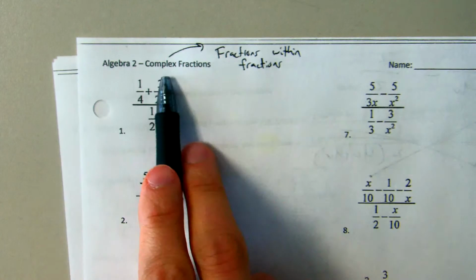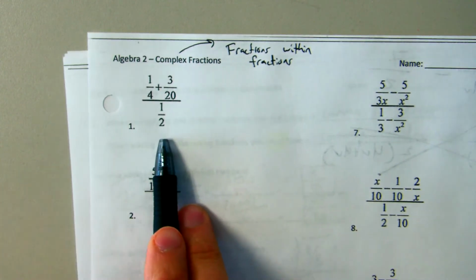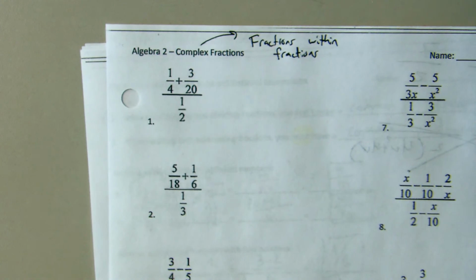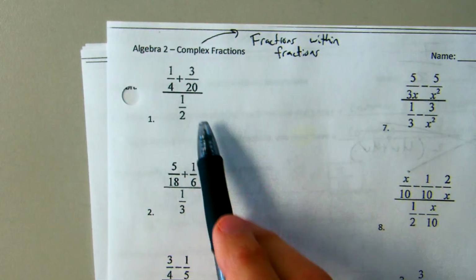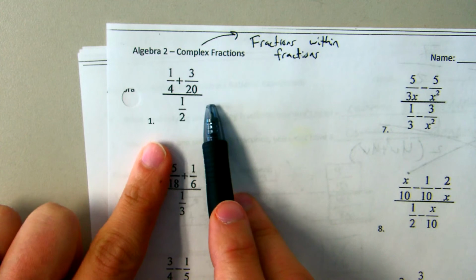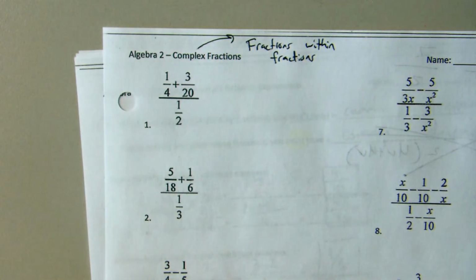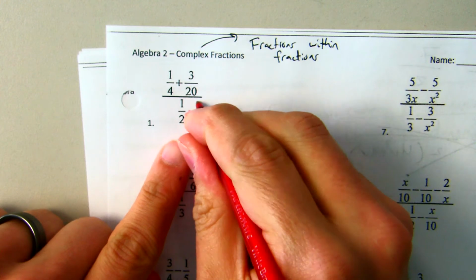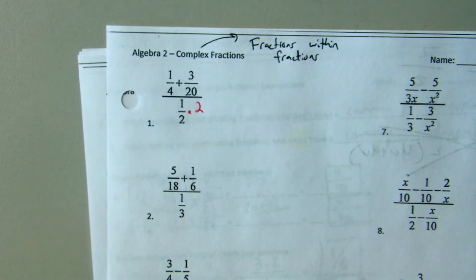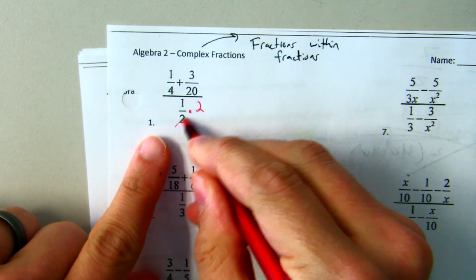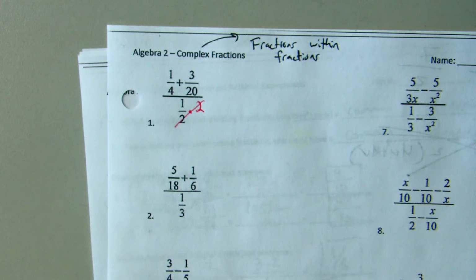Okay, so if complex fractions are fractions within fractions, the way we want to simplify these is we want to undo that. We want to rewrite this in a way where we don't change its size, of course, but we change it so that it gets rid of these smaller fractions. So what you can do to make that happen is you can say, well, I'd really like to multiply this fraction by 2 because times 2 divided by 2, those would cancel out.